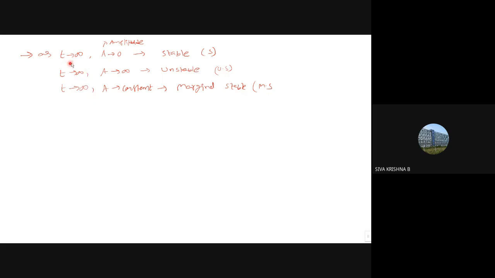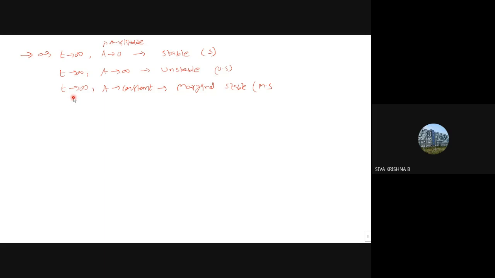As time t tends to infinity, amplitude tends to 0. You can consider the amplitude, or else you can consider the output response of the system. Not only A. Time is going towards infinity. As you increase time towards infinity, if the system response goes downwards towards zero, then that system is stable. If time increases towards infinity and the amplitude also increases to infinity, then that is unstable.